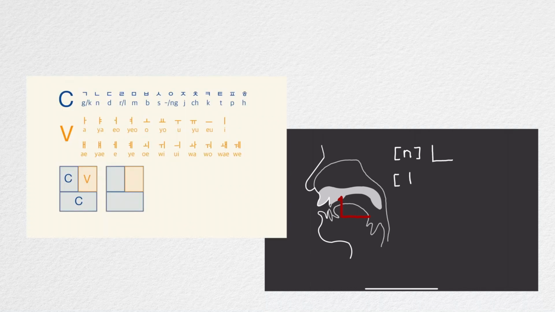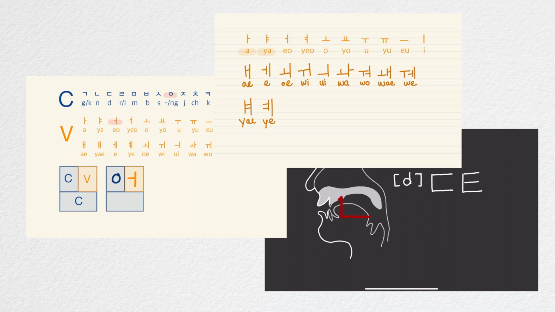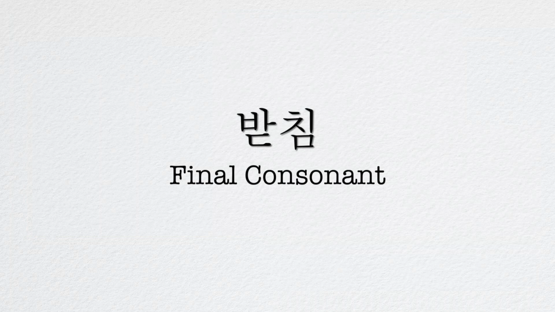My previous video explained about the Korean writing system Hangul. If you haven't watched it yet, I recommend you watch it because it'll help you understand Hangul as a big picture: what kind of writing system it is, what kind of letters we have, and how to make syllables. Today, we're gonna take a closer look at the final consonant, 받침.